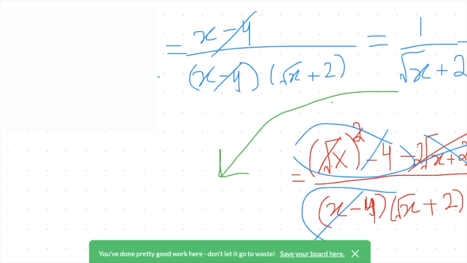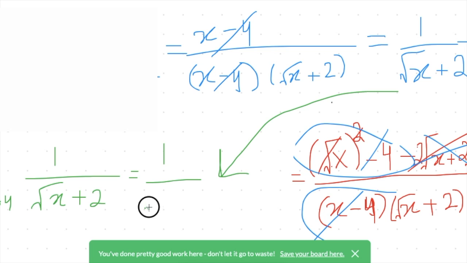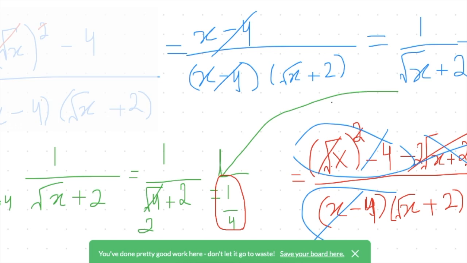Hopefully it works this time. So limit as x approaches 4, 1 over the square root of x plus 2. Now all we have to do is plug it in. Plug in x equals 4 for every x in our function. Square root of 4 plus 2. And the square root of 4 is just 2. So our final answer is 1 over 2 plus 2, which is 1 over 4. And that is how we solve using conjugation.